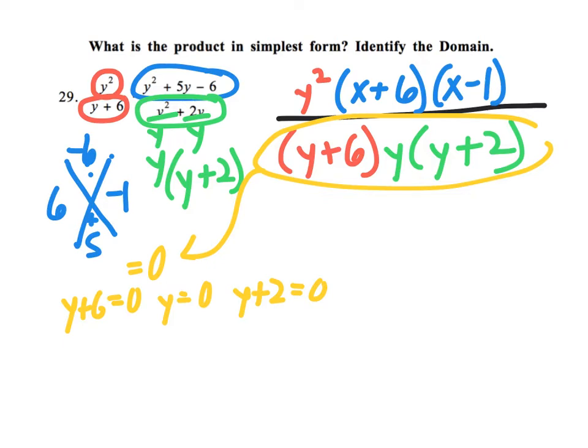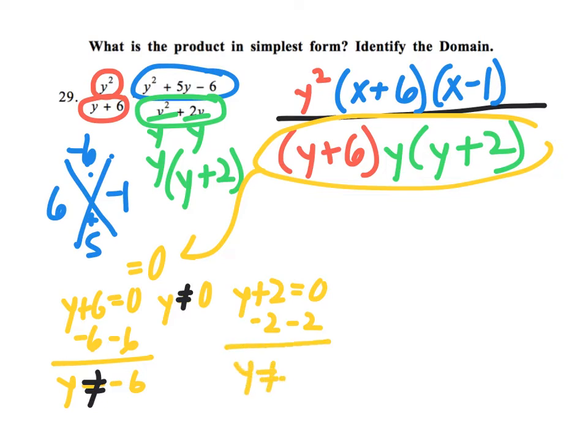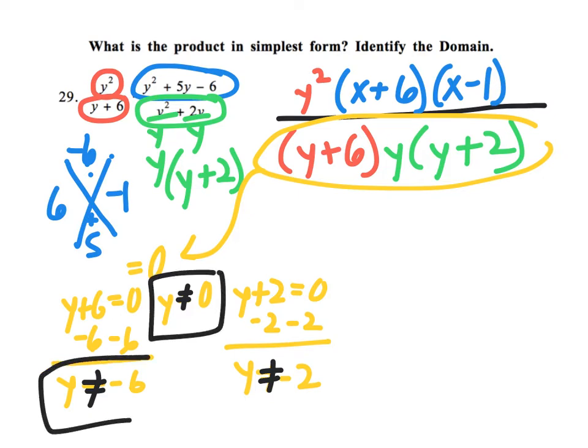To get rid of my 6, we're going to subtract 6 from both sides. So you're going to have y equals negative 6. But remember, we are doing our domain, so it's going to be does not equal. My y equals 0 is already alone, so it's going to be does not equal. And my last one, we're going to subtract 2 from both sides. And you get y does not equal negative 2. Again, these 3 here, they're all part of my domain.